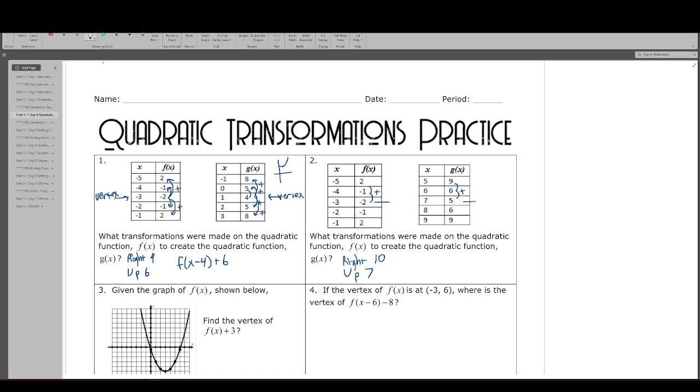So to go from -2 to -1 is +1. Then from our vertex to the second point is +4. And same thing over here. 5 to 6 is 1. 5 to 9 is 4. So there's no stretch or compression. So we could write the rule for this as f of x minus 10 plus 7.